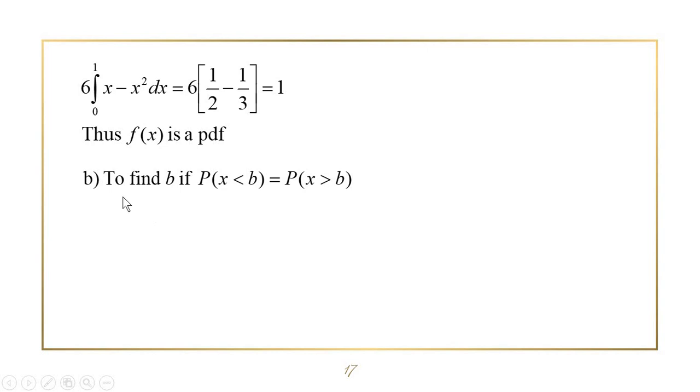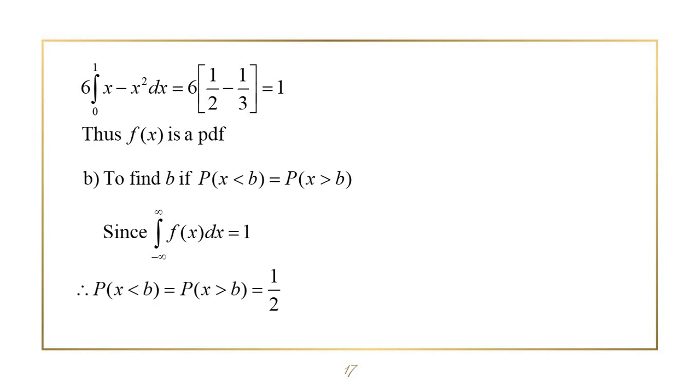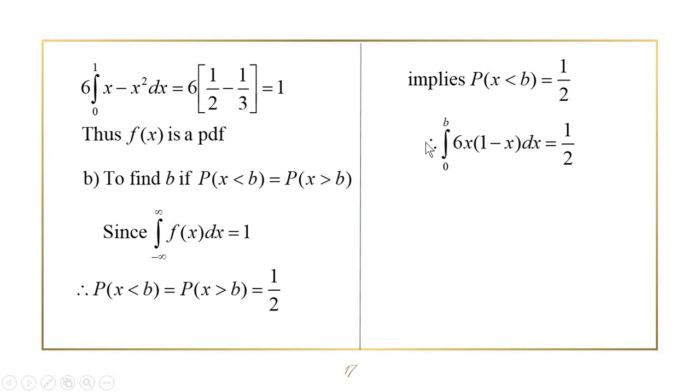Now to find b such that these two probabilities are the same, that is, the probability of x less than b equals the probability of x greater than b. But you know the total probability is 1. So if these two probabilities are the same, both must be 0.5. Take only one half of the equation: the probability of x less than b is 0.5. That means integrate from 0 to b, because our function is in the interval 0 to 1.